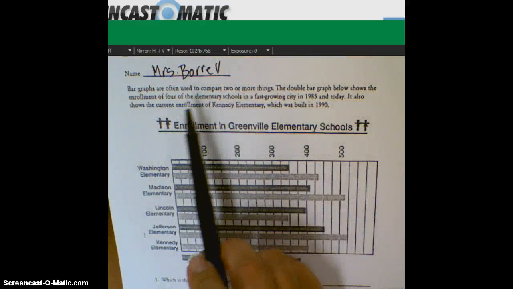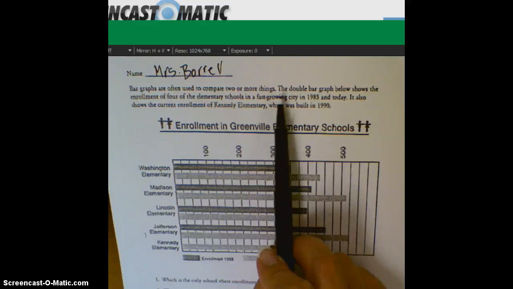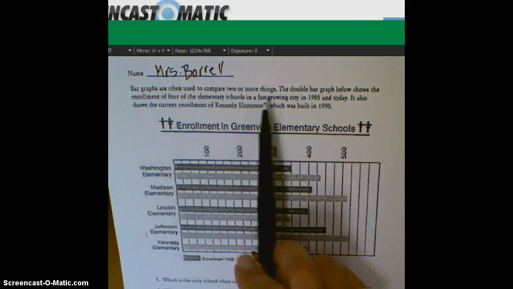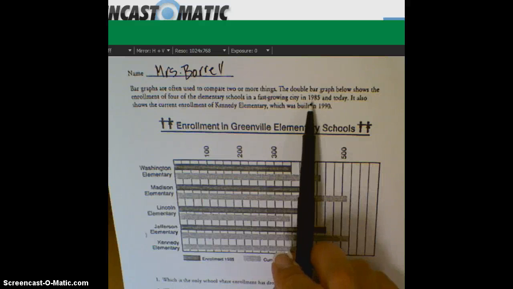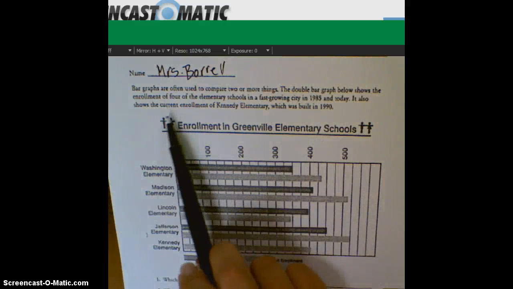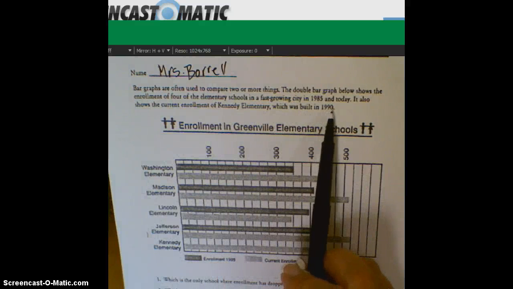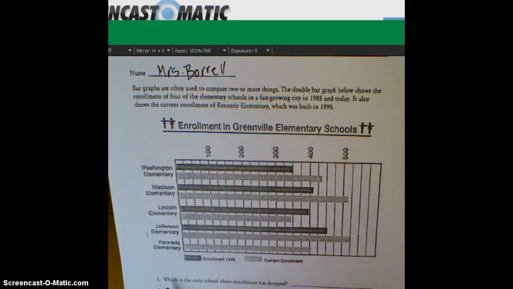Bar graphs are often used to compare two or more things. The double bar graph below shows the enrollment of 4 elementary schools in a fast-growing city in 1985 and today. It also shows the current enrollment of Kennedy Elementary, which was built in 1990. Which is the only school where the enrollment dropped?